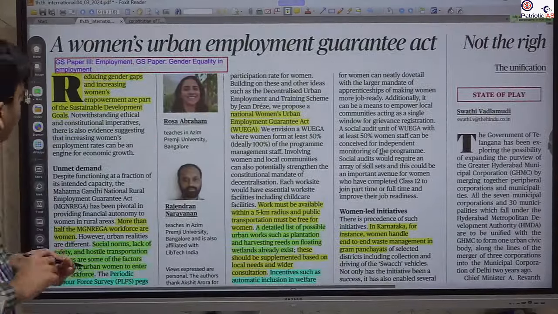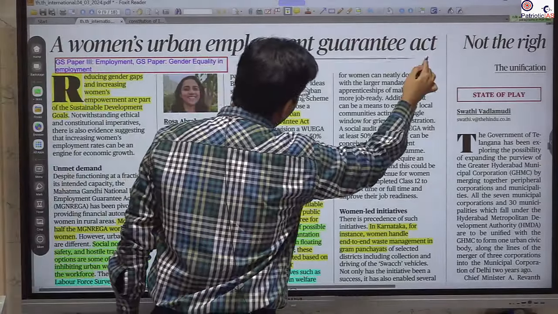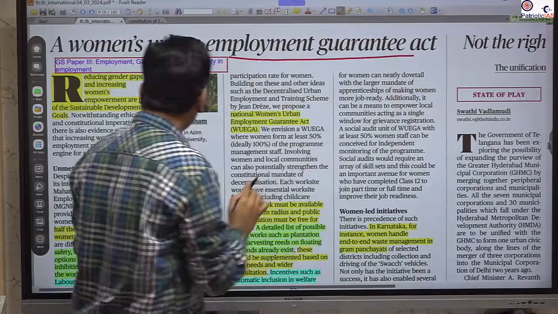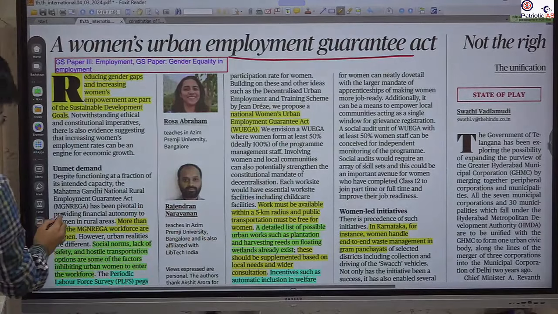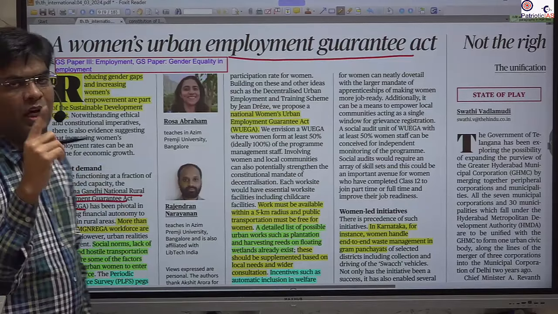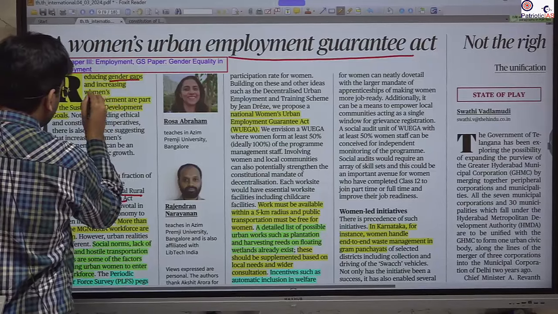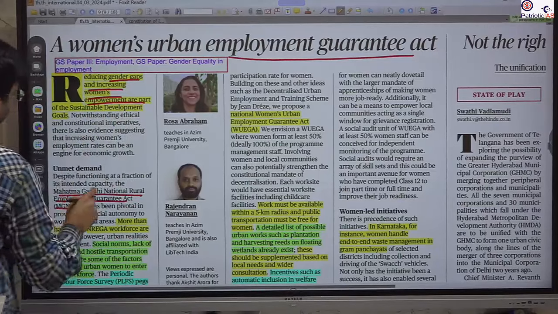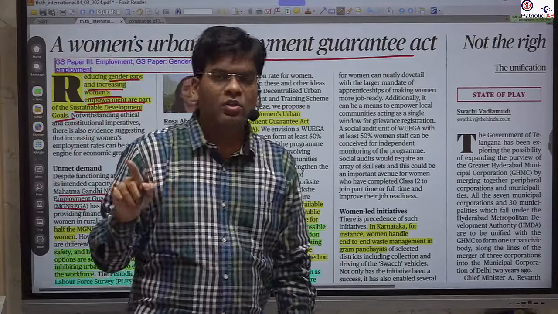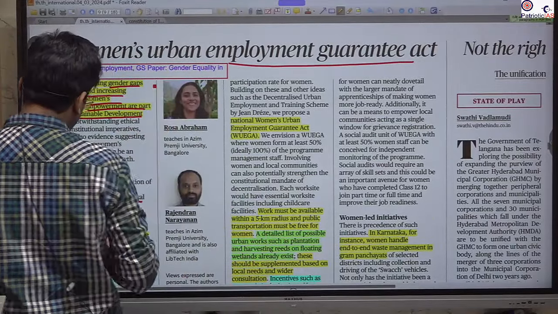The next important news that we are going to take is with respect to the Women's Urban Employment Guarantee Act. So it is talking about a new paradigm to bring into the urban area, the same as what is already there in the form of MNREGA, the Mahatma Gandhi National Rural Employment Guarantee Act, that is for the rural area. Here it has given that reducing the gender gap and increasing women's empowerment is part of the Sustainable Development Goals, and I think it is the fifth goal out of 17.